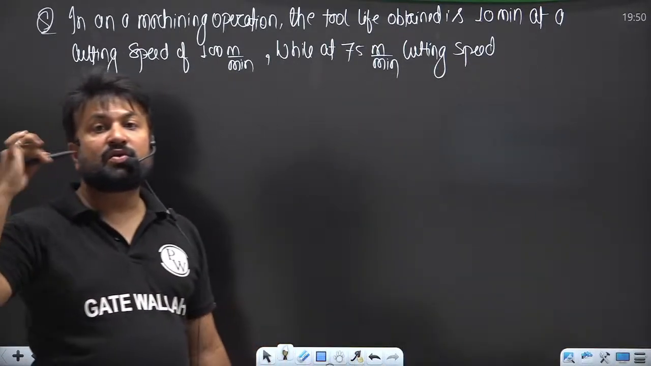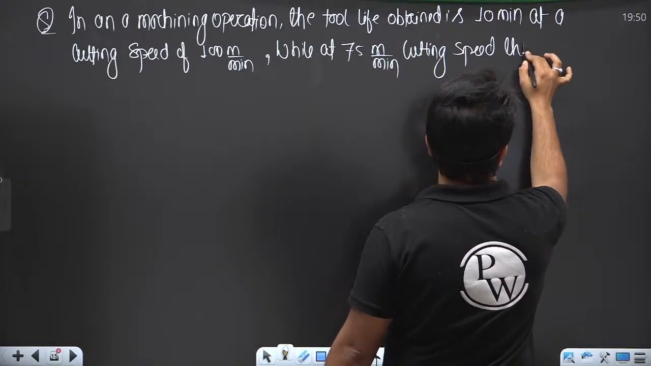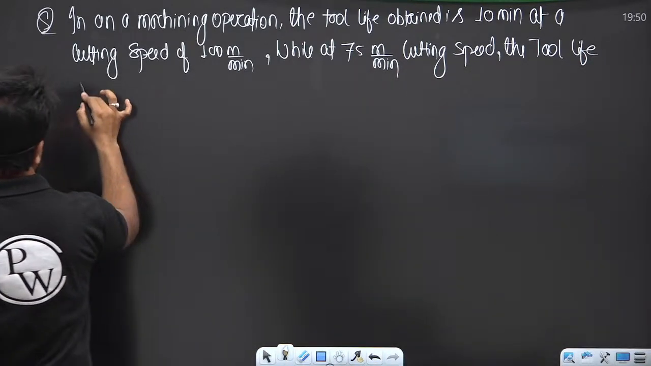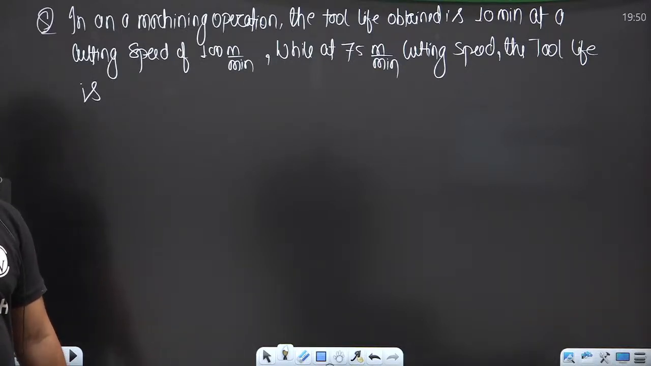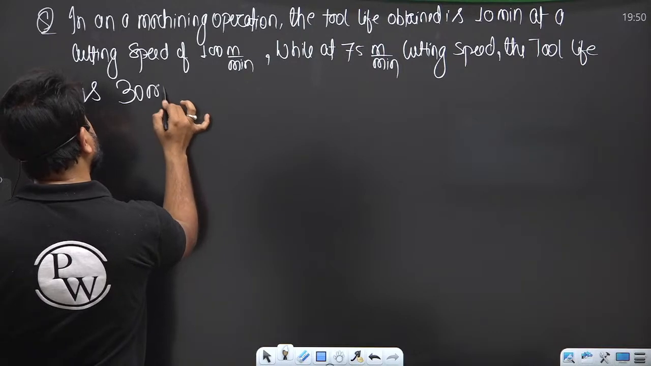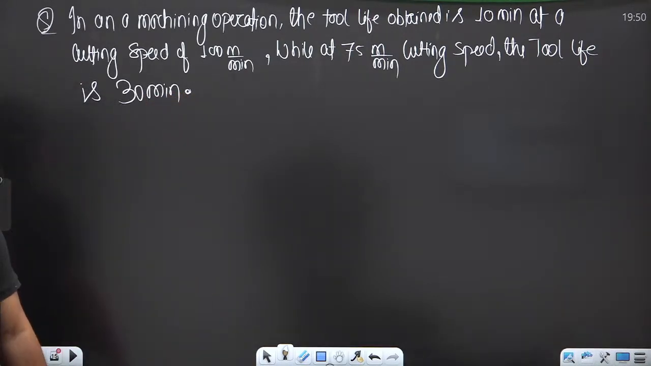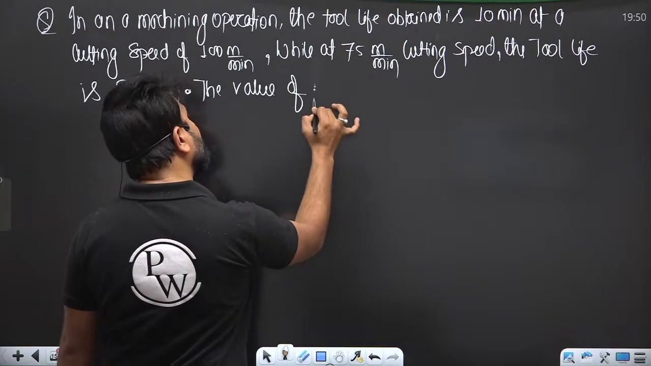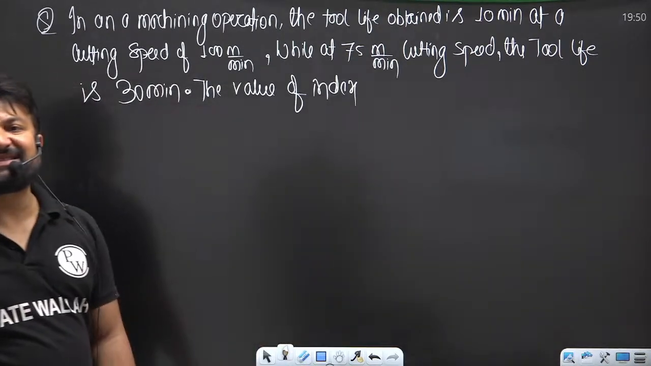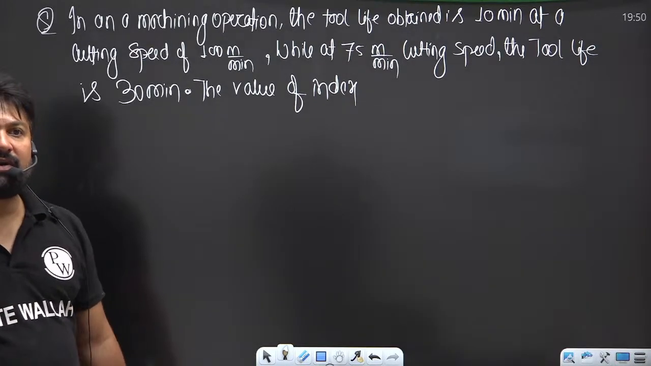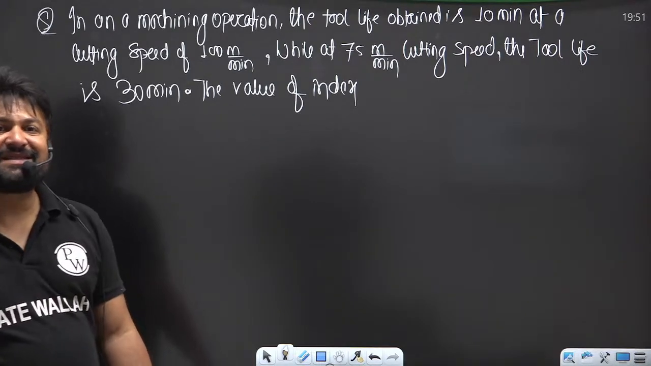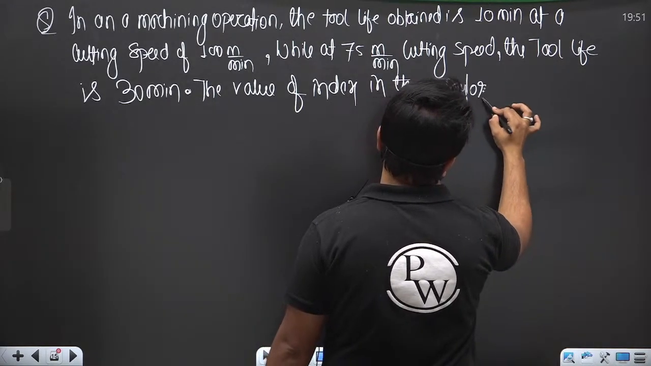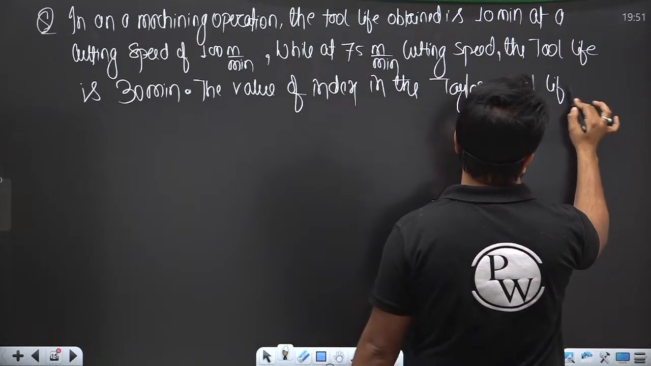The tool life is 30 minutes. The value of the index, the value of the index in the Taylor's tool life equation, we have to find out.